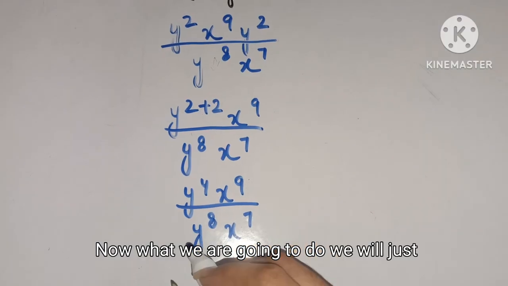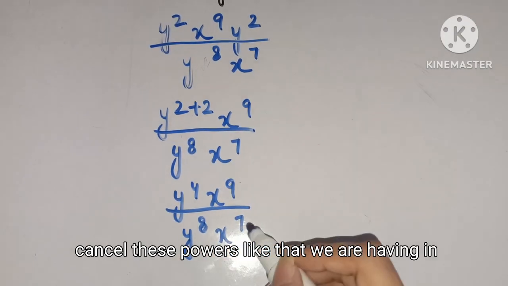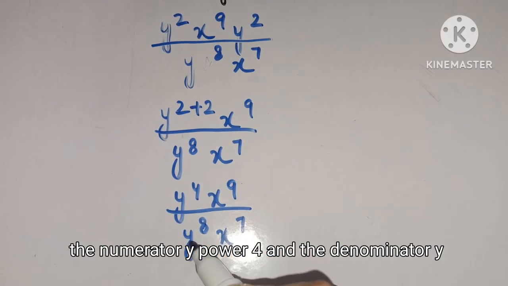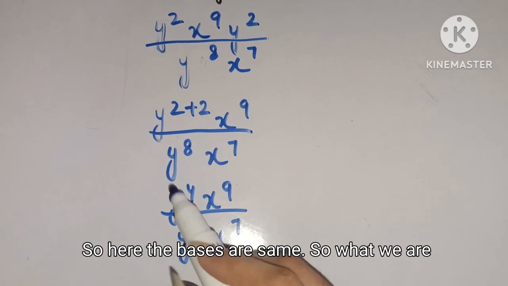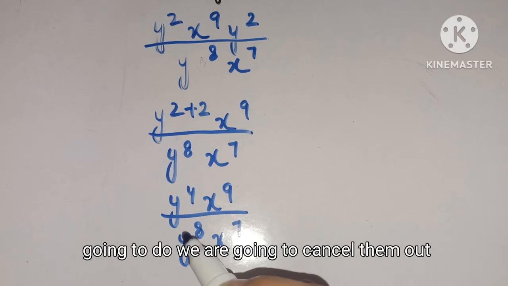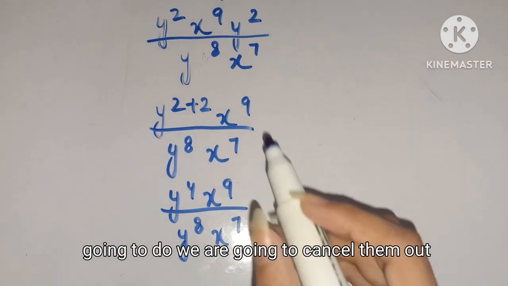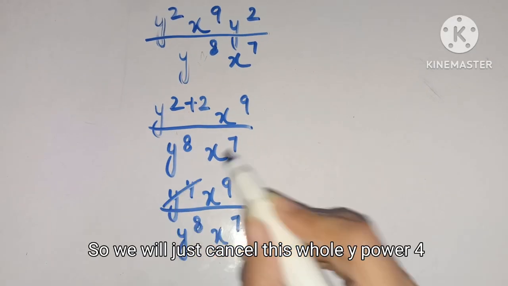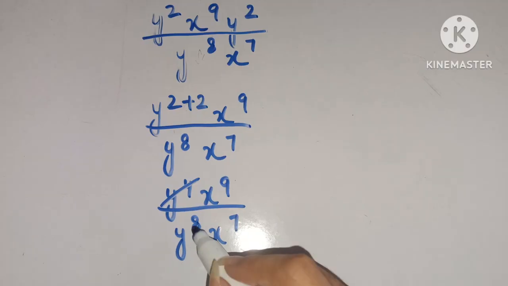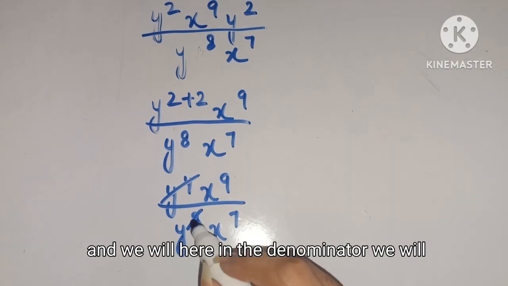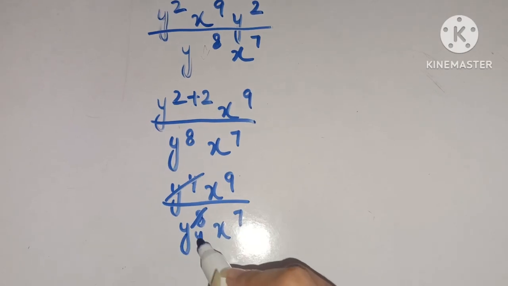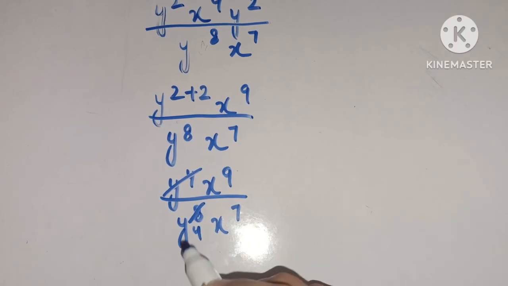Now what we are going to do, we will just cancel these powers that we are having in the numerator y power 4 and in the denominator y power 8. So here the bases are same, so we are going to cancel them out. 8 minus 4 is 4. So we'll just cancel this whole y power 4, and in the denominator we will only cancel this power with the 4, because 8 minus 4 is 4. So the remaining is 4. Y power 4 is remaining in the denominator.